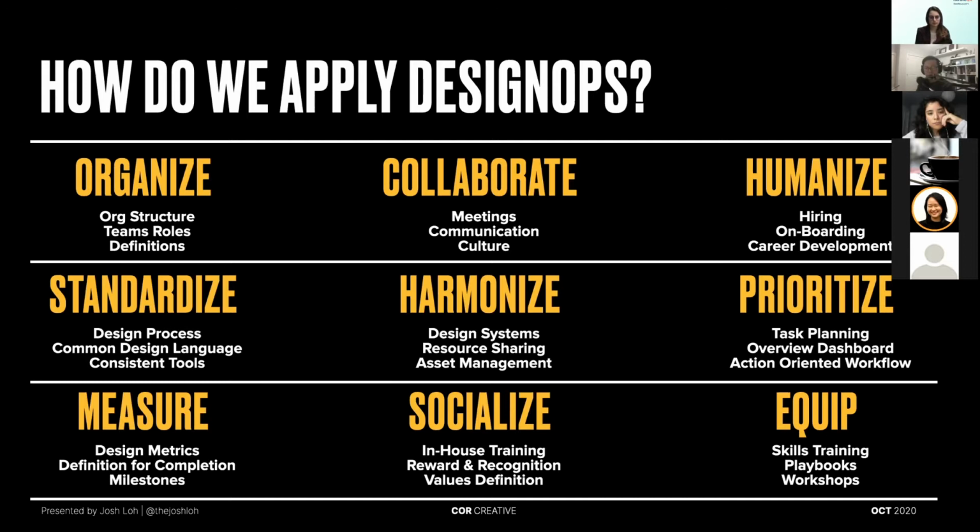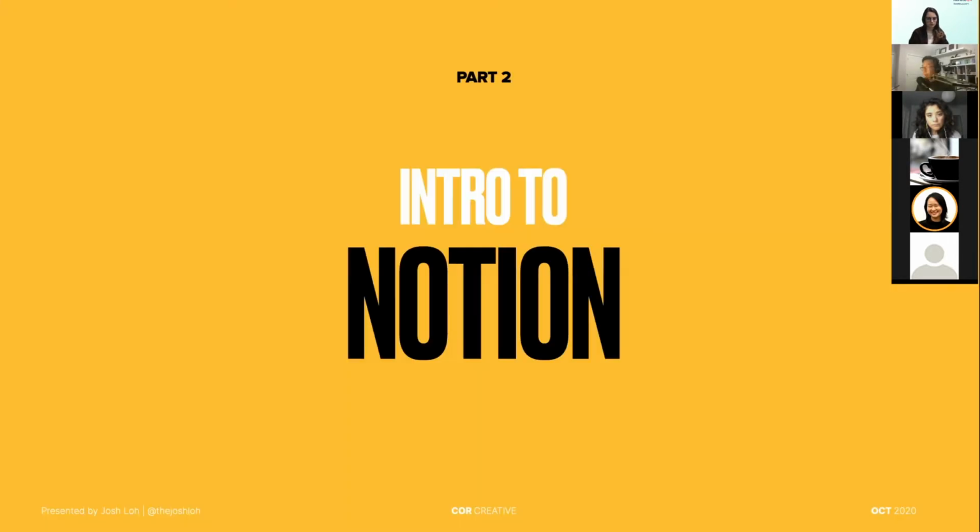So in our example for Notion, I'm going to be covering these items in pink. So how we can create team roles, definitions, and how we can optimize the whole meeting, like creating meeting agendas. Under standardize, there's design process, like following the sprint methodology. And then prioritize, there's task planning and having an overview dashboard. And again, creating design metrics on completions and things like that. So that concludes part one, intro to Notion.